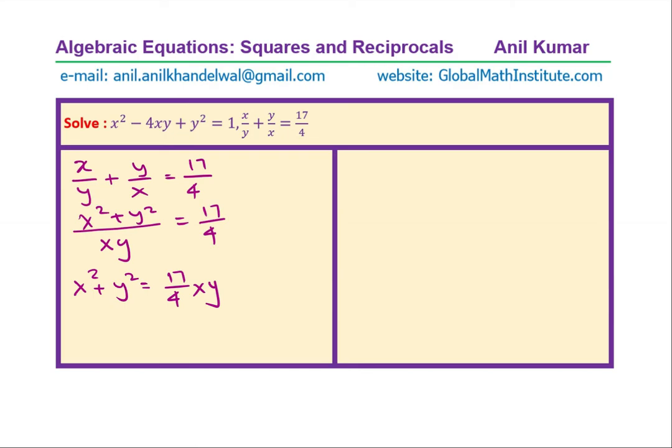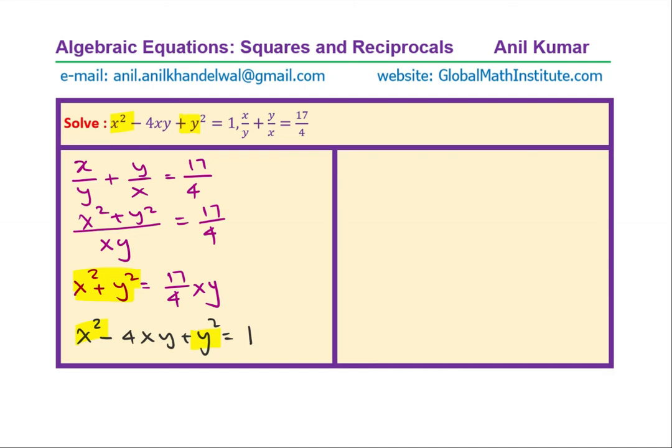Now, if I substitute this value of x squared plus y squared in the first equation, I'll get an equation in xy only, right? So let's consider the given equation, which is x squared minus 4xy plus y squared equals 1. Substituting x squared plus y squared, what do we get?